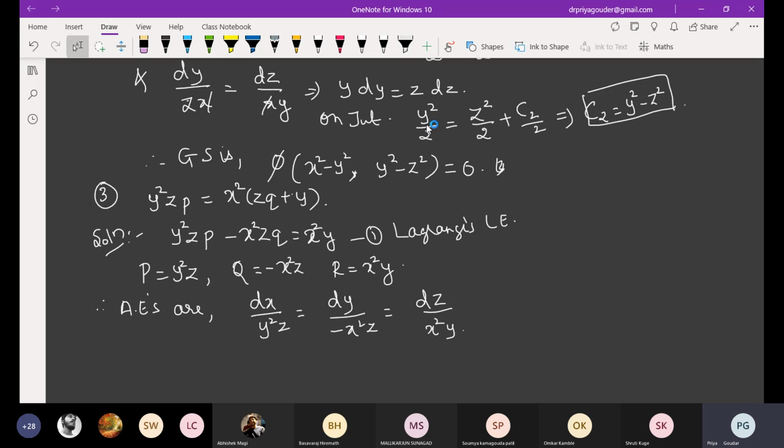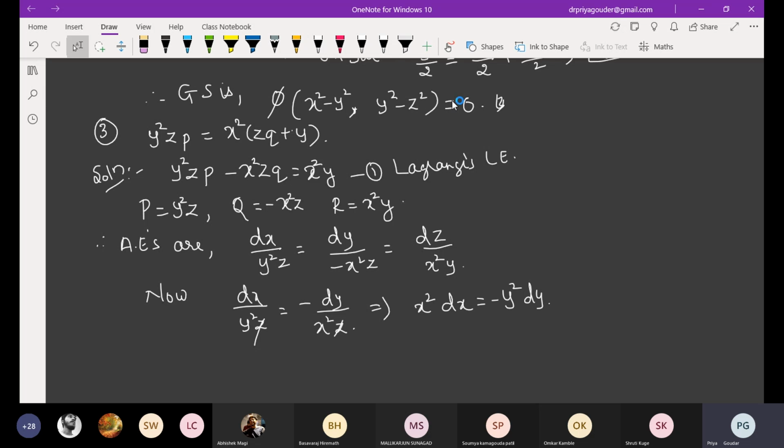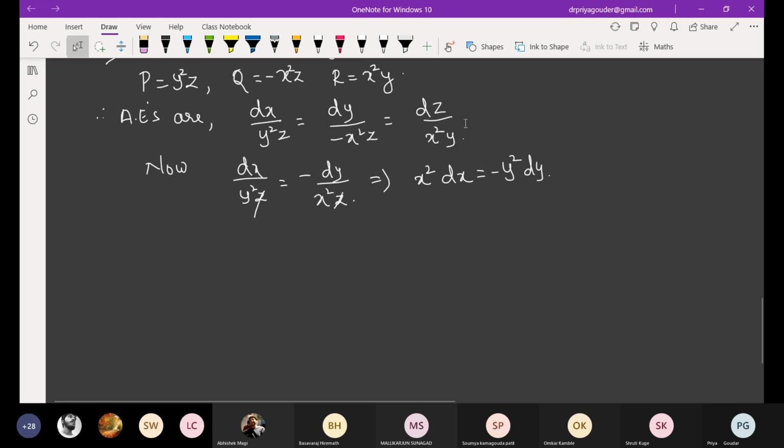Think, can I use the first two relations? Easily you can get rid of z, am I right? So z is cancelled. Tell me, are variables separated, yes or no? Not yet. Cross multiply. X square dx. Take x square here, it becomes the numerator, same way here. Minus y square dy. What is the next step?